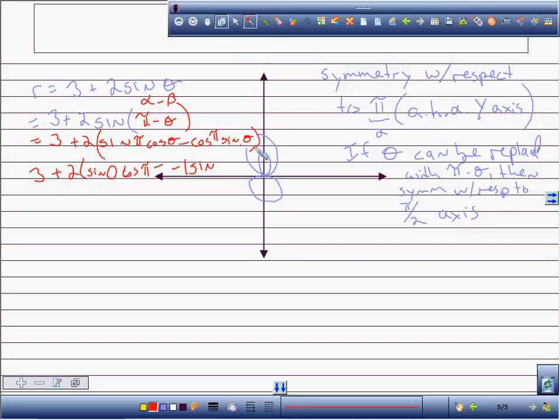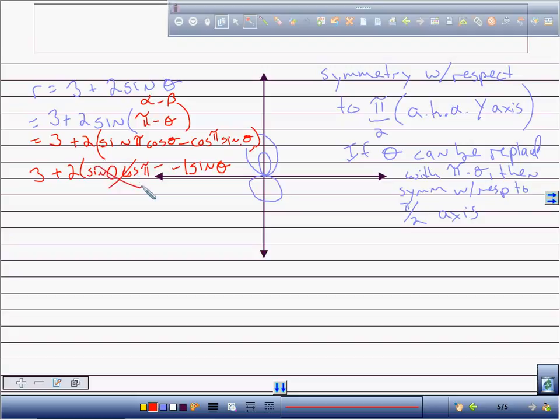Sine theta. And so I get negative 1 sine theta, and since this is 0 times something, that goes away, and this becomes 3 plus 2, a negative times a negative makes positive, 2 sine theta, which is what I started with. You understand? So this and this are the same, which means I would only have to graph half of this function, and then I could sketch in the other.